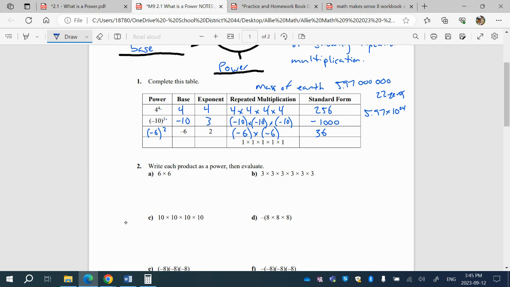Finally, here we are. We have a 1 as our base. It looks like it's being multiplied by itself 5 times. So we got 1 to the power of 5, and that's just 1.